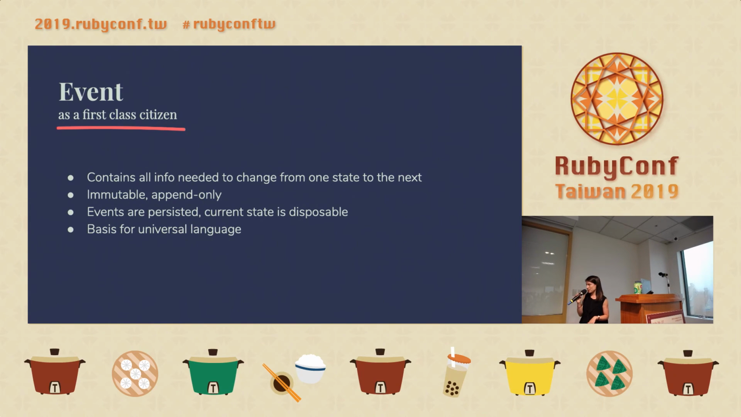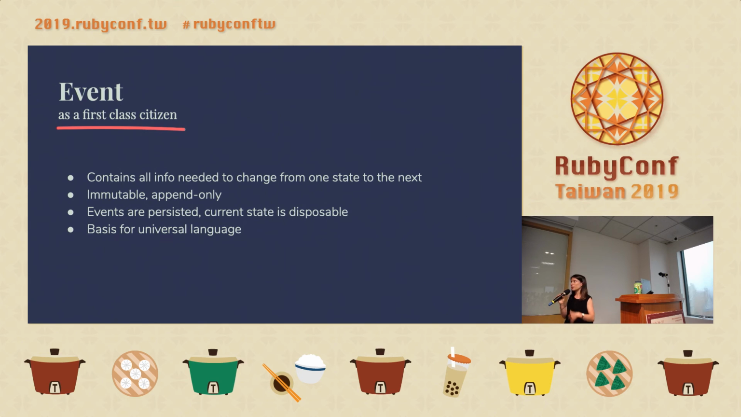So what does it mean to instead think of our event as a first-class citizen in our application? So we need our events to contain all the information needed to change from one state to another. Our events are immutable and append only, which means if you make a mistake or there's an error, you actually have to create another event that will revert that change rather than going in and editing that event. And our current state is completely disposable, so we can recreate current state using our persisted events.